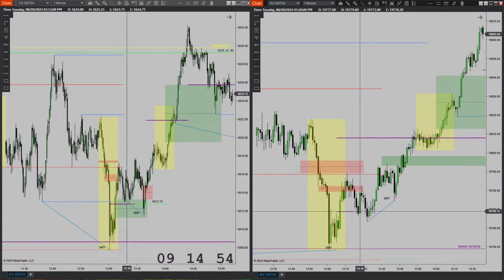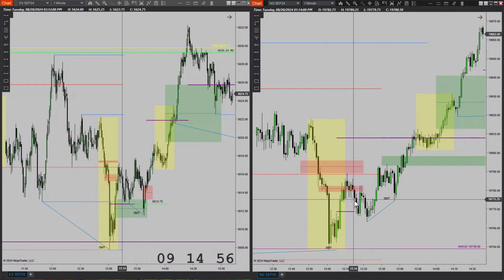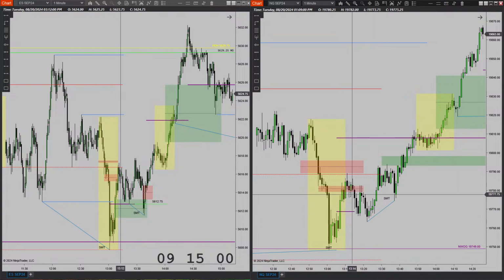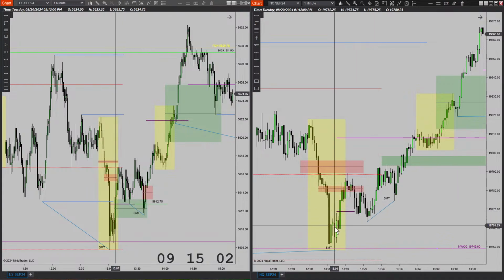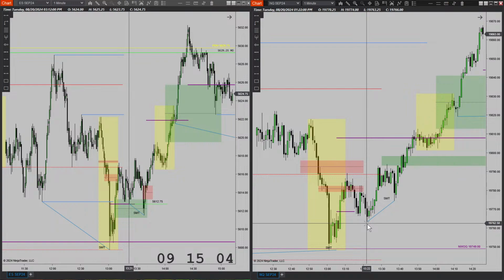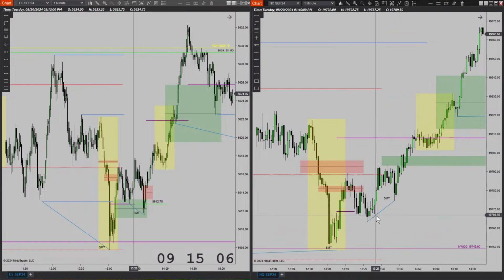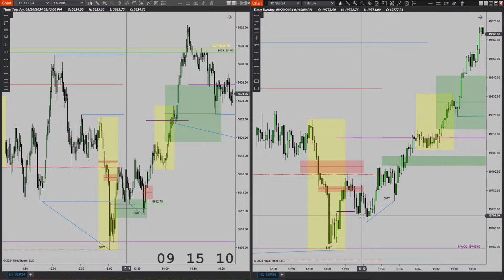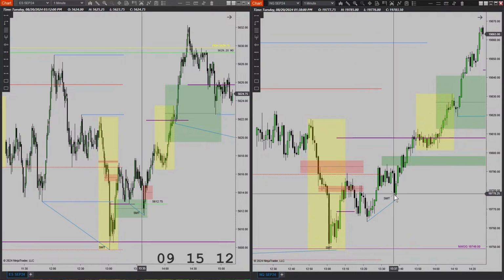This one could have been the breaker block as well, but I could have used this one for a mitigation block. And when you use a mitigation block for a unicorn type of entry, you want to see a stop run in between the lows, if you're bullish. And it had a stop run here. So this could have been the second entry.